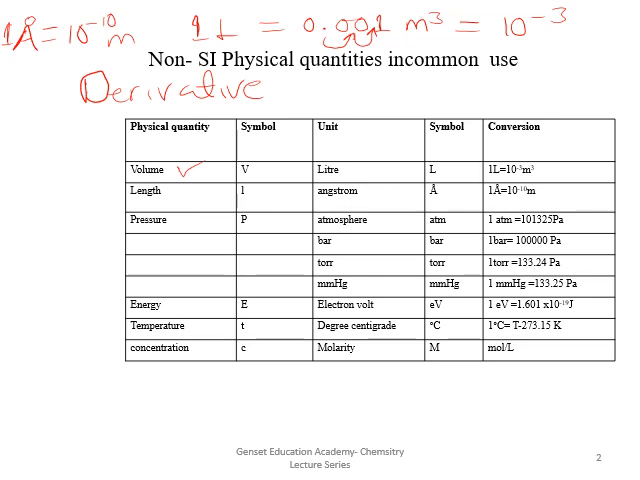Pressure is also discussed in bars, where 1 bar is equal to 100,000 pascals. It's also measured in torr. You can even see they have symbol abbreviations, so you have to know this if you want to excel fast in chemistry. So 1 torr is equal to 133.24 pascals, and these are millimeters of mercury.